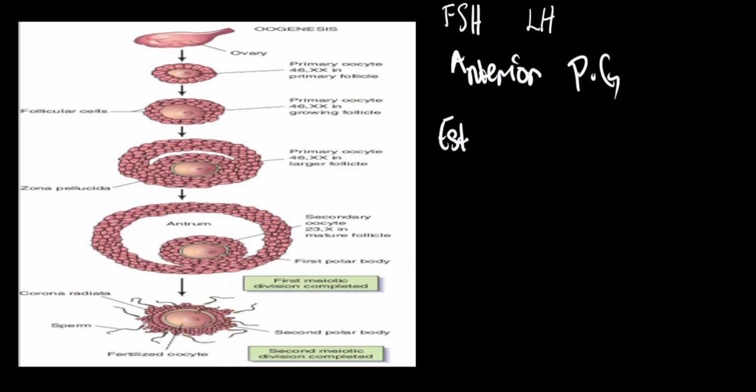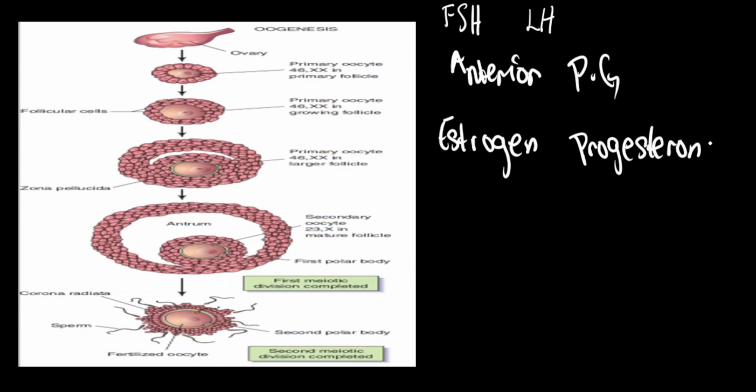Right, so far we have considered the follicle stimulating hormone as well as the luteinizing hormone. And we made mention of the fact that these hormones are released by the anterior pituitary gland. Now the other two hormones involved in this cycle are estrogen and progesterone.